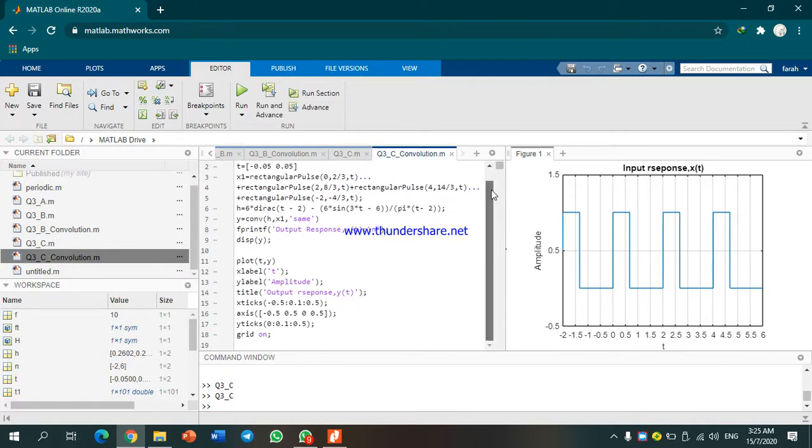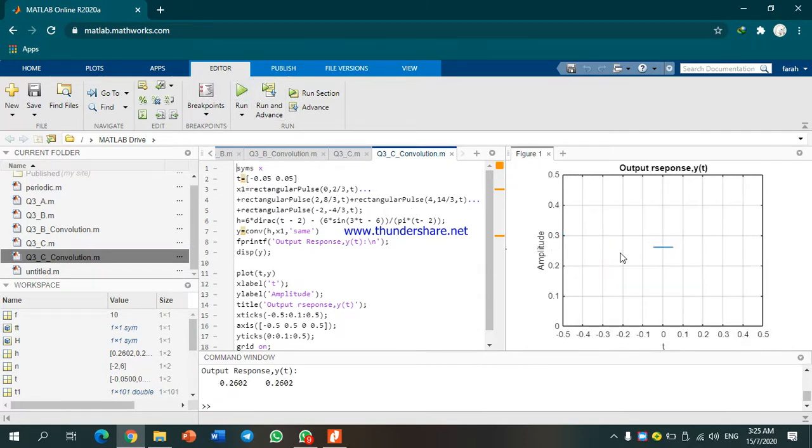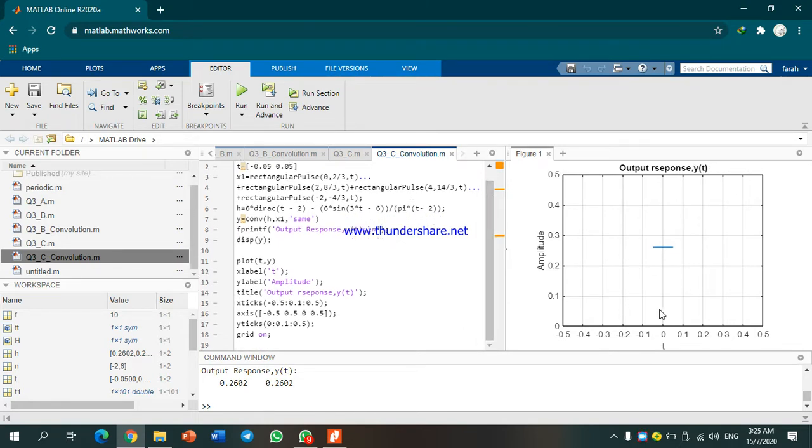Okay, this is the convolution function, and I will run it, where x1 is the rectangular pulse and h is the impulse response from part A, and this is what we got, a linear response where the value is 0.2602 at the amplitude. It is 0 at the x-axis, and this is the output response that we got. Thank you.